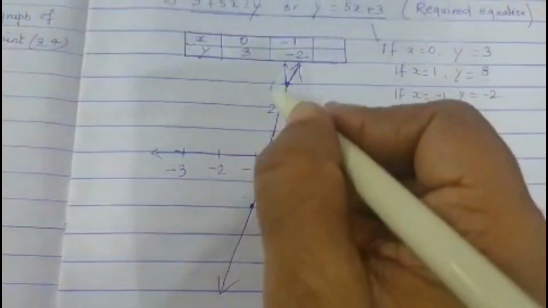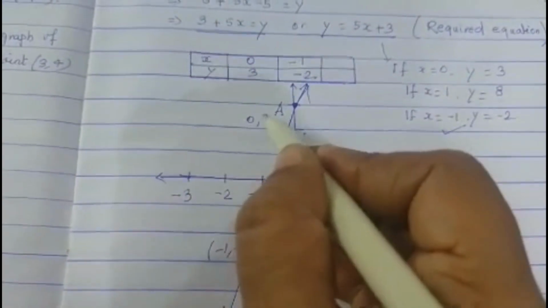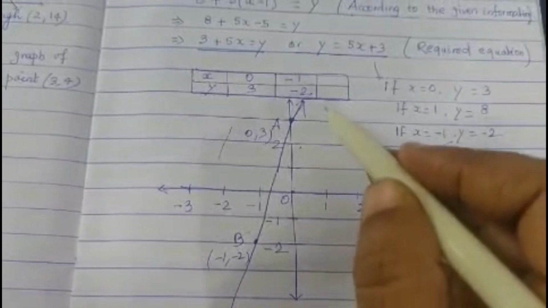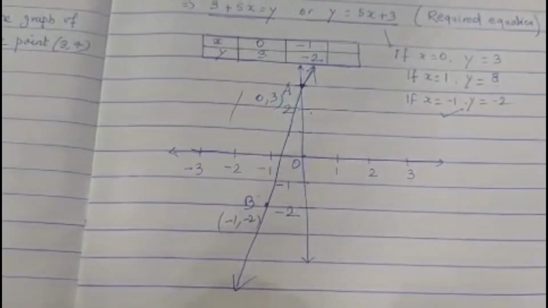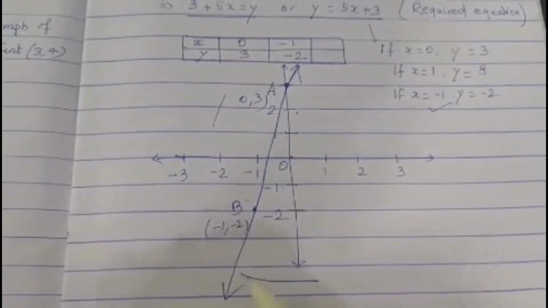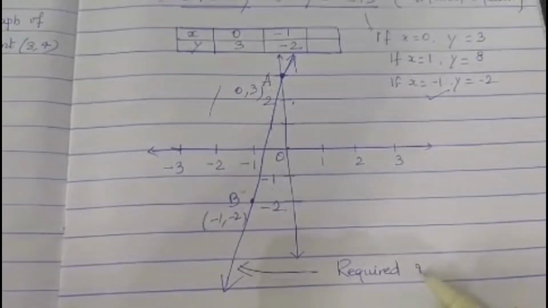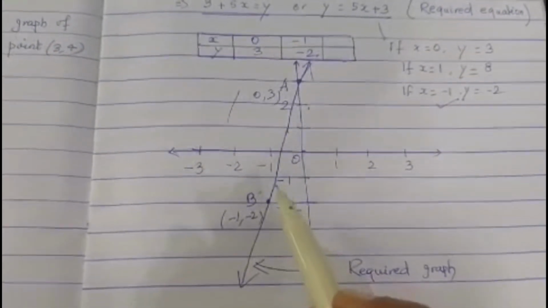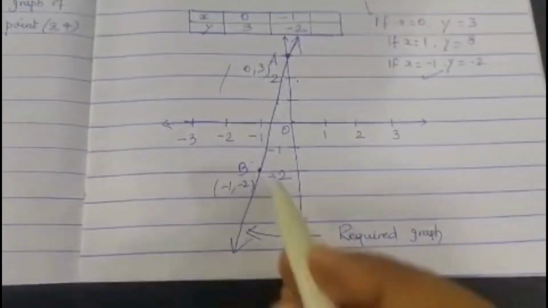Okay, this is A and this is B. B is minus 1, minus 2. This is 0, 3. If you had plotted this point also, x is 1 and y is 8, it will be somewhere like this. So the line will be the same, in extended form. So this is the required graph. And please practice this on your graph paper. Okay, it will come out in a nice way. The points will be clear there.